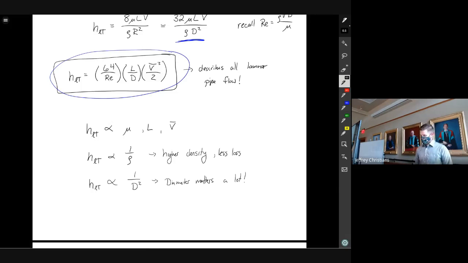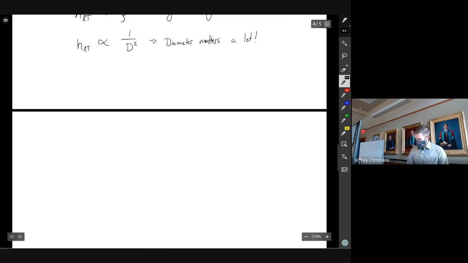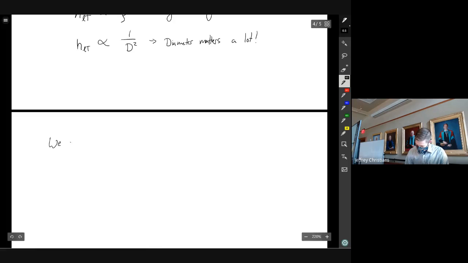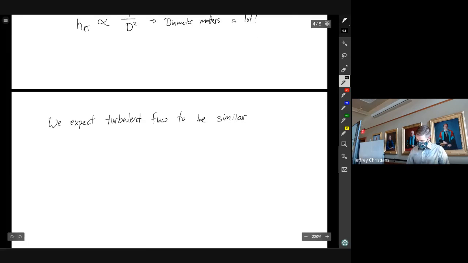We can build up a model for laminar flow from first principles. We can't do the same for turbulent flow. But what we can do is say we expect turbulent flow to be kind of the same. It's going to be different, but it's going to have some of the same types of factors. So we expect turbulent flow to be similar. So we get our model for turbulent flow.